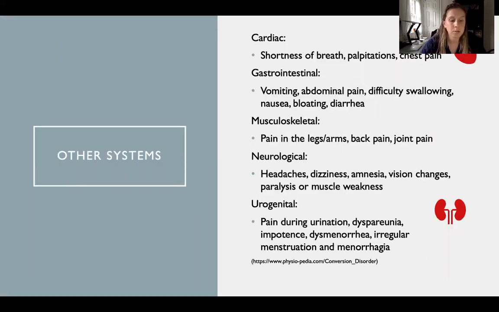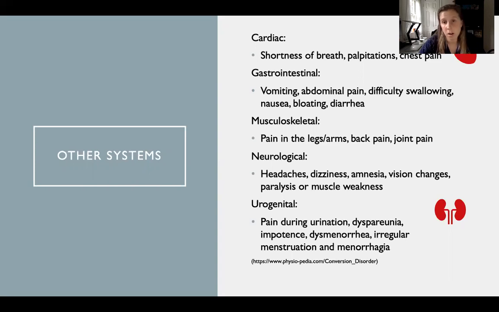So individuals with conversion may also experience issues with other systems depending on the illness they are presenting with. So possible symptoms or affected systems include cardiac. They may experience shortness of breath, palpitations, chest pain. Gastrointestinal: you could see vomiting, abdominal pain, difficulty swallowing, nausea, bloating, diarrhea.